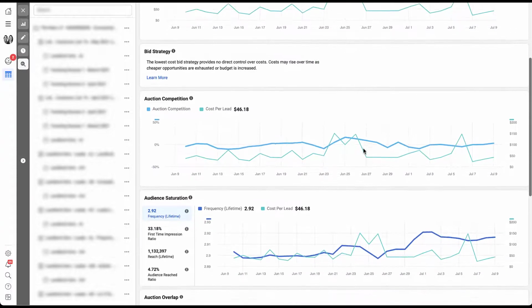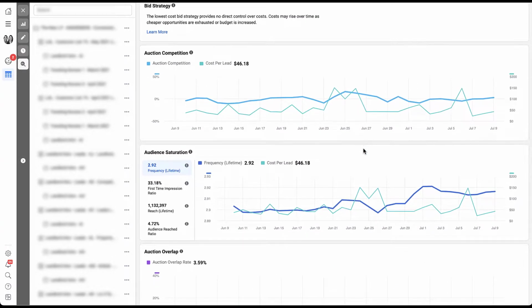The next section down is audience saturation. And this, I think, is really helpful to see how you're reaching your audience. And there are a few different stats that we have eligible in here. We have the frequency, which is going to count how many times over the lifetime that this ad has been running that an individual user has seen it. We have first time impression ratio, which is going to say the number of impressions that are for the people who are seeing it for the first time. There's also reach, which is also a lifetime stat, which just counts the number of people who have seen your ad. And then one of my favorite metrics to check in on from time to time is audience reached ratio.